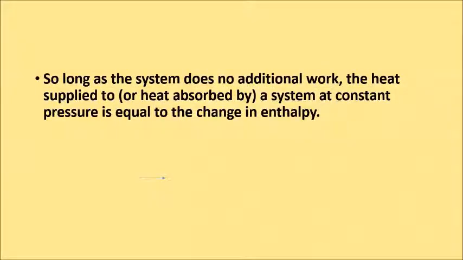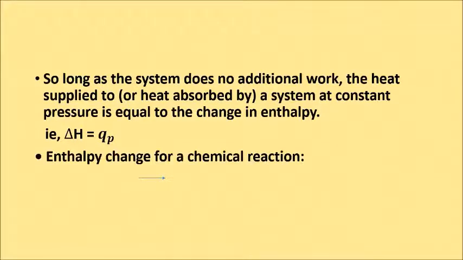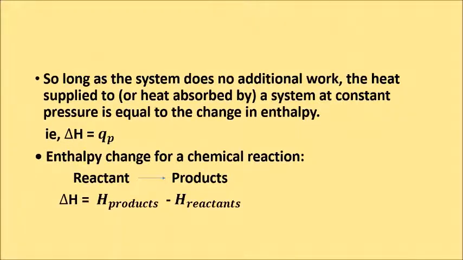So long as the system does no additional work, the heat supplied to a system at constant pressure is equal to the change in enthalpy. So how we can write that equation? That is delta H is equal to QP, that is at constant pressure. So the enthalpy change for a chemical reaction where the reactant gives you product, how we can write? Delta H is equal to H product minus H reactant, that is enthalpy of the product minus enthalpy of the reactant. This is how we can represent the enthalpy change for a chemical reaction.